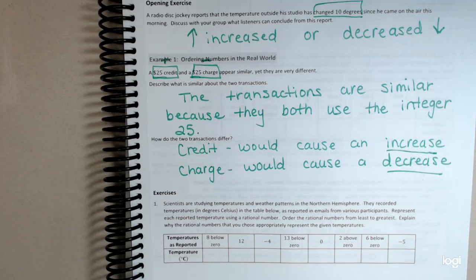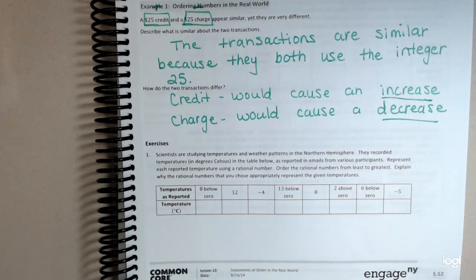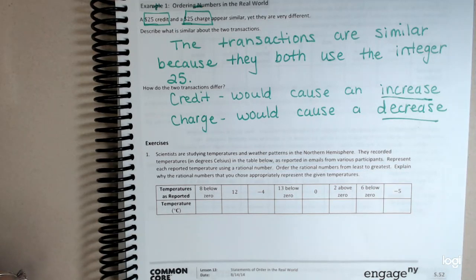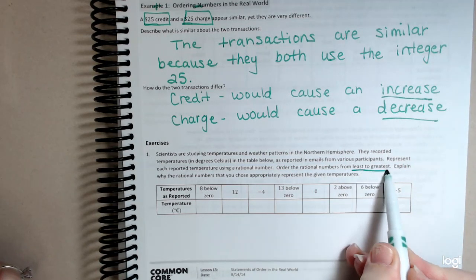Okay, let's look down here at exercise 1. Scientists are studying temperatures and weather patterns in the northern hemisphere. They recorded temperatures in degrees Celsius in the table below, as reported in emails from various participants. Represent each reported temperature using a rational number. Order the rational numbers from least to greatest.